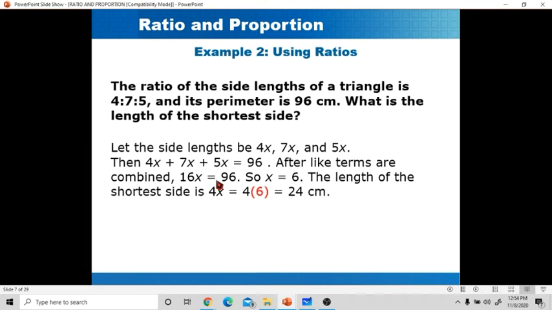Divide both sides by 16. It will be x is equal to 6. The shortest side here is 4x and the longest side is 7x. Since what we are looking for is the length of the shortest side, which is 4x, we substitute the value of x. Substituting the value of x into 4x, it will be 4 times 6, which is equal to 24. Therefore, the length of the shortest side is 24 cm.